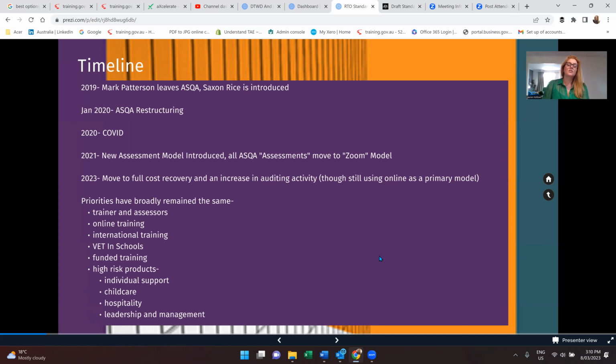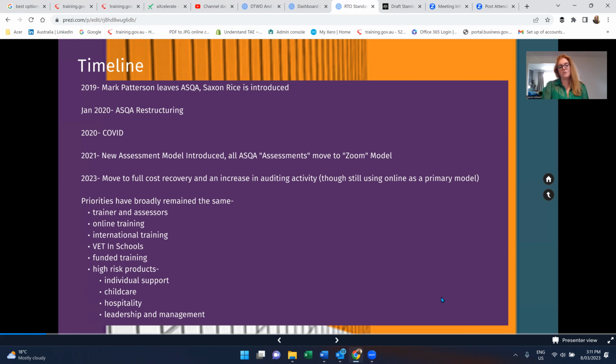International training, certainly with what we're expecting to see, which is a big kick up in the international market, will remain a strong focus. Vet in schools. Funded training is primarily managed by the STAs, and there are a lot of conversations between the STAs and ASQA. That information is shared quite regularly.